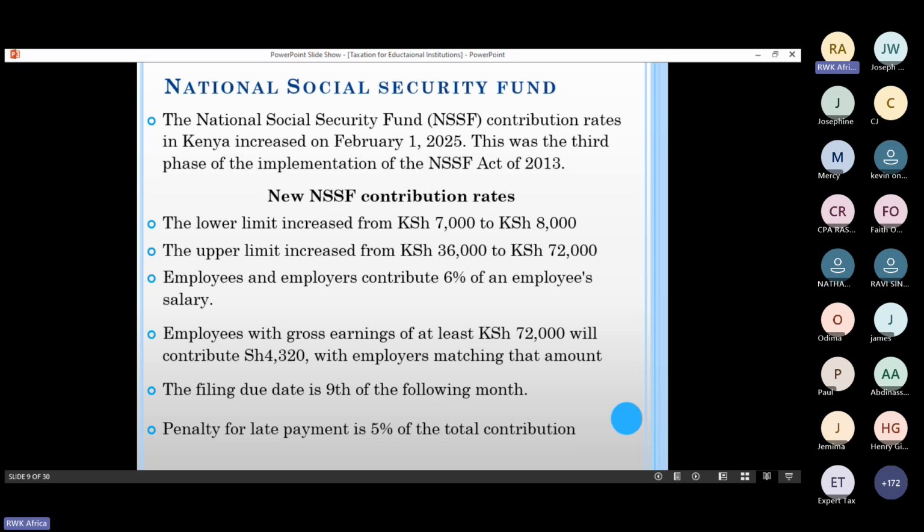So every employee and employer is supposed to contribute 6% each on the employee's salary. So at the end of the month, you have a total of 12% that has been contributed. As an employer, you're contributing 6% on behalf of that employee, and the employee is deducted the same 6%. So the total is 12,000.